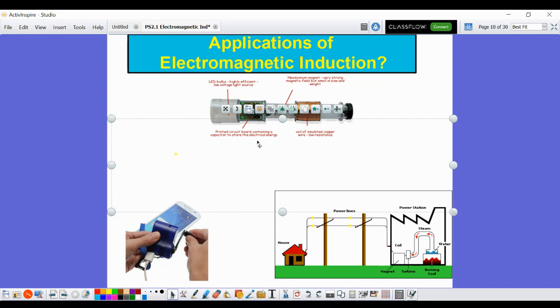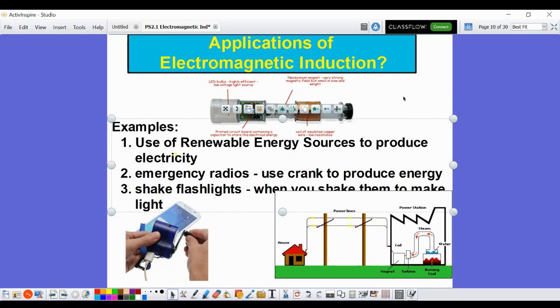They have emergency radios. I also have one of those that you can actually use in the event that you don't have electricity. You turn the crank and it can produce light. It can produce the radio sound, so you can listen to emergency personnel if they need to try to get a hold of people in the middle of a hurricane or a tornado after the electricity has gone out.